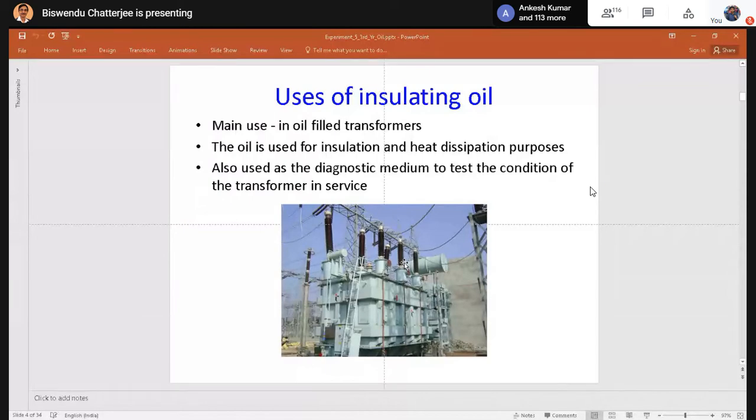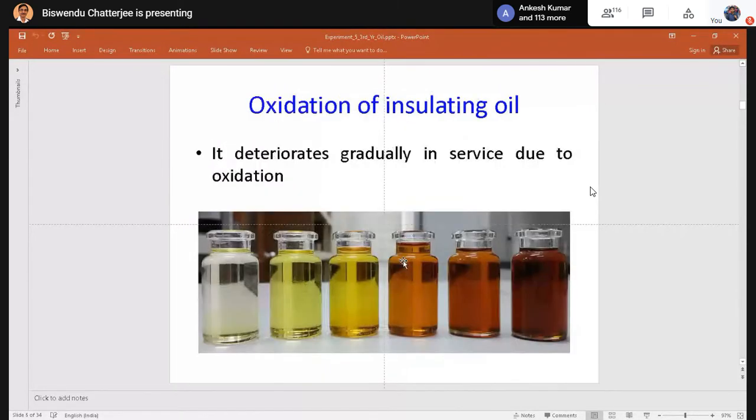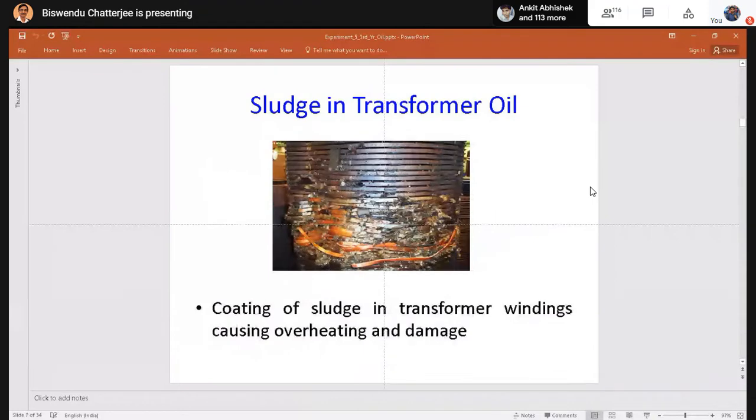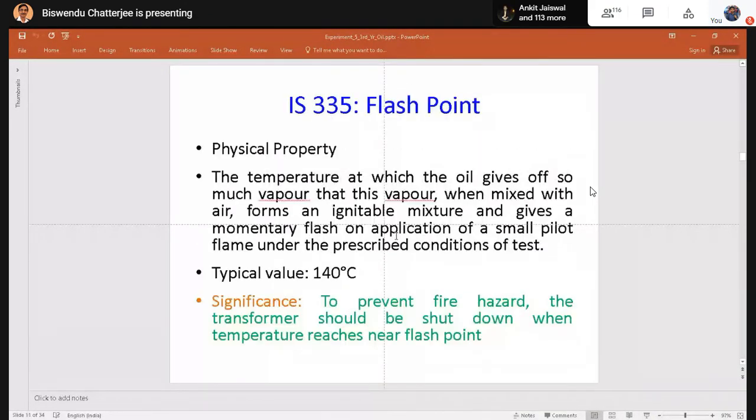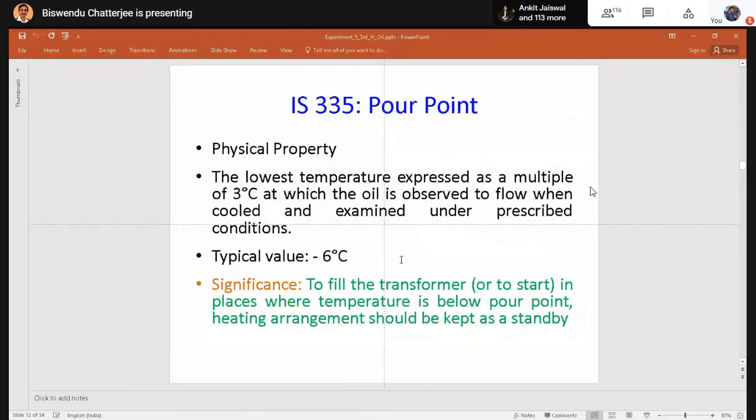Before transporting, some oil is removed and the rest of the oil is filled after the transformer is transported. Now suppose in a very cold region like Kashmir, we want to pour the oil in the transformer during commissioning. What will happen? If the temperature is below the pour point, it will be solid and you need a heating arrangement. So here is the significance.